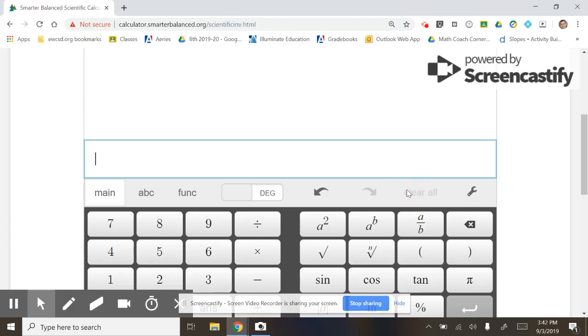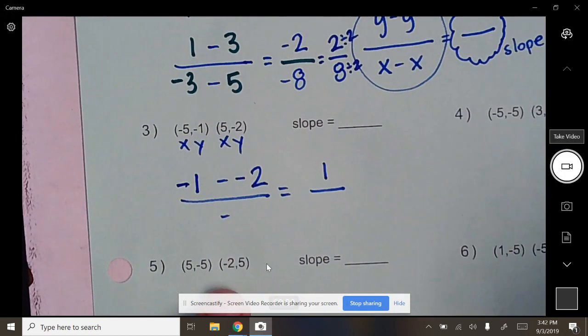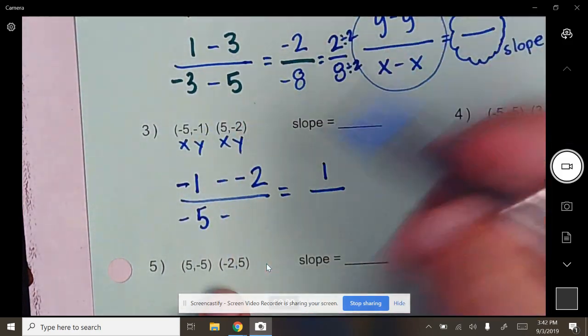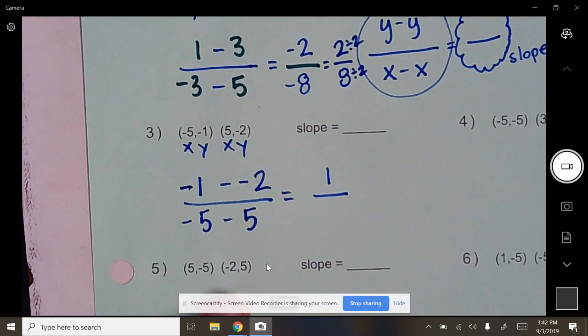So let me go back and plug this in now. I'm going to clear all this from the last one, and I have the same calculator. You have the same one, all right? You're going to be using this, -1 minus -2. If you do that properly, you're going to get 1 for your answer. Now go back here. Let's do this next one. I'm going to have -5, which is x, minus 5. Okay? And let's go back to the calculator.